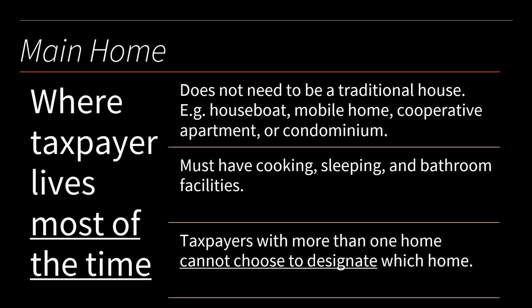And we need to talk about what a main home is, what it means. So a main home is where the taxpayer lives most of the time. And it doesn't have to be a traditional house. It could be a houseboat, a mobile home, a cooperative apartment, or condominium. The requirements are that it must have cooking, sleeping, and bathroom facilities in order for it to be considered a main home. And then taxpayers who have more than one home, they don't get to designate which home is their main home. It's going to be where they are living most of the time.